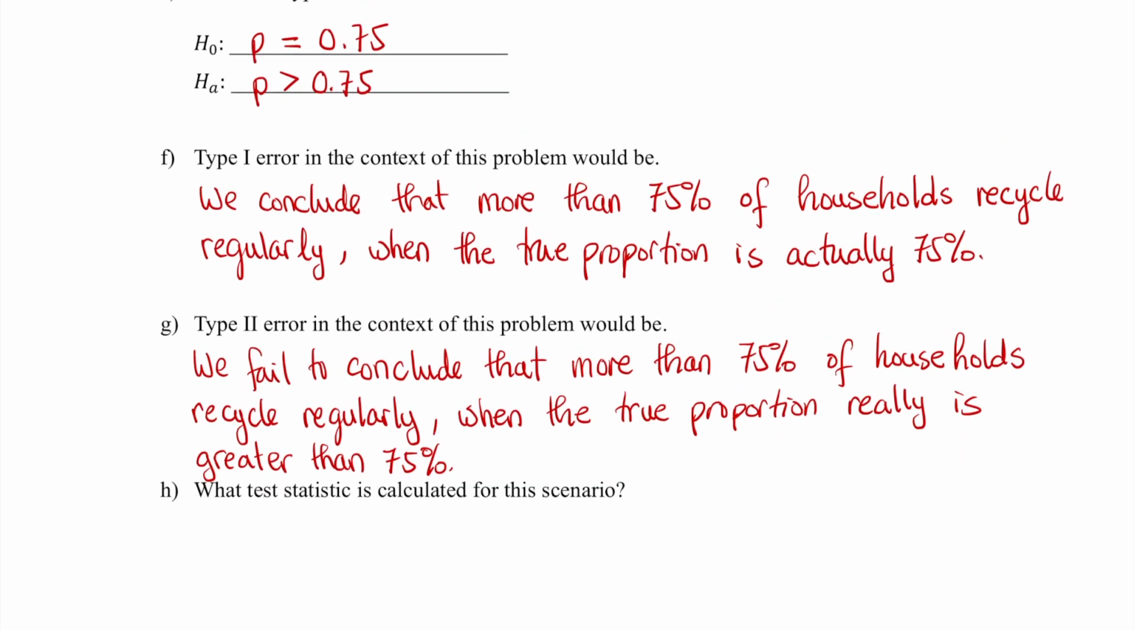And finally, question H. What test statistic is calculated for this scenario? This problem is about a population proportion. For a population proportion, we always use a z-test.